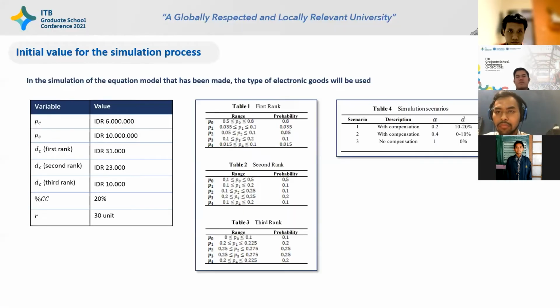Next, for the results and analysis, for the simulation of the equation model that has been made before, these are the initial values that I choose, the delivery cost for each service for the first to the third rank. And I'm going to use the number of goods sent as 30 units per month. So the value for R is 30 and the percentage of the carrying cost is 20%. And I also set some variation for the range of probability values for each delivery risk that can be seen in the table in the middle of the slide. And also another 3 scenarios with and without compensation and the percentage of the compensation and the alpha scenarios. And this simulation will be carried out for 10,000 simulations for net premiums within 1 month for each rating.